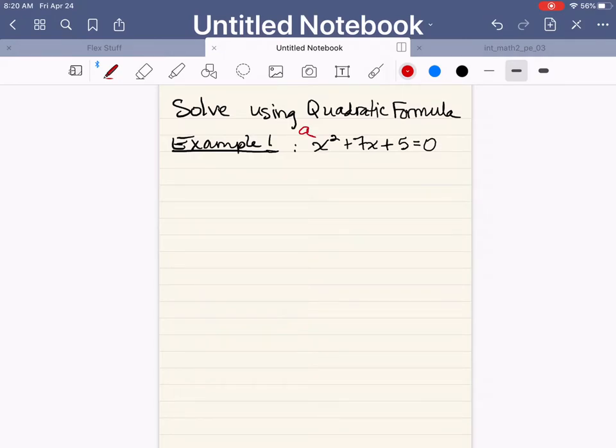In this case, it's 1. B is in front of the x, which is 7, and C doesn't have an x, which is 5. Okay, so we're going to go ahead and write those down. So we're going to say A equals 1, B equals 7, C equals 5, and we're actually going to use C this time. So remember my wrap.